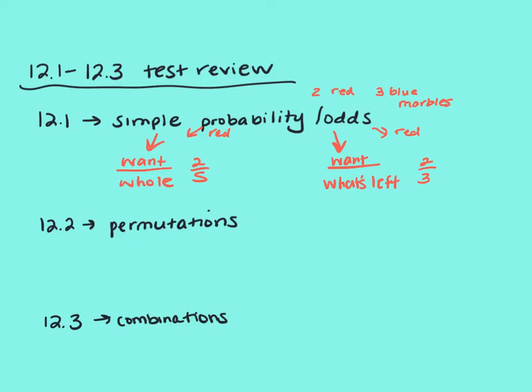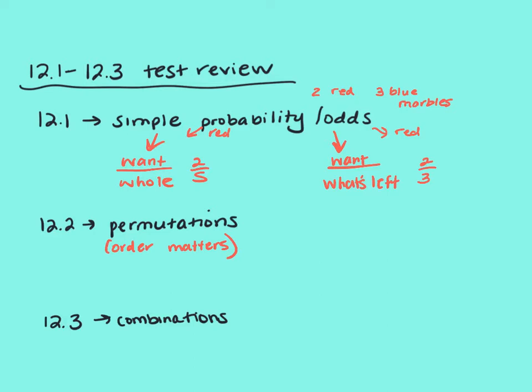In 12.2, we did permutations. The permutations were where the order matters, right? We tried to be pretty straightforward with your test. We don't want to try to trick you. But obviously, these are things you've got to be able to identify the difference between. It doesn't say flat out, this is a permutation and this is a combination. But permutations are when order matters.